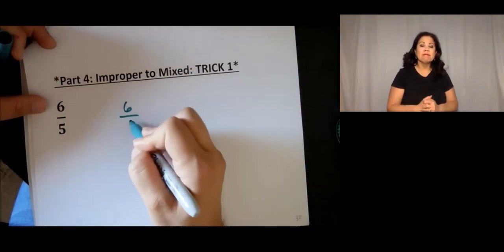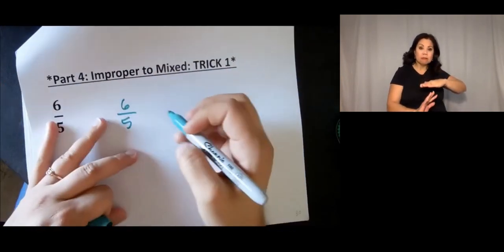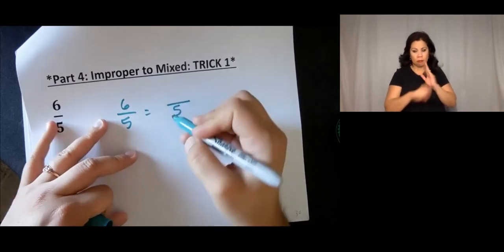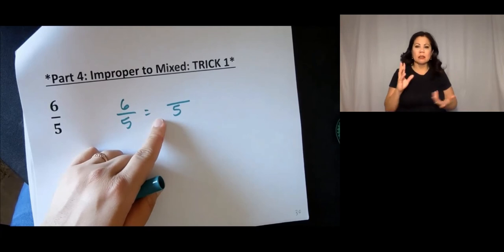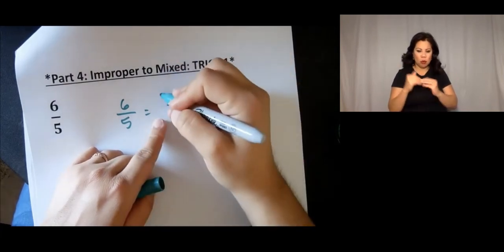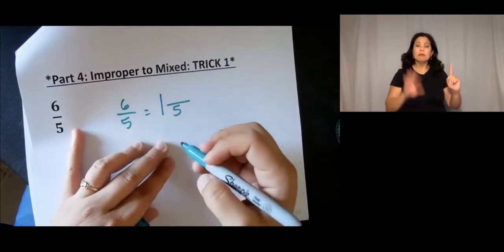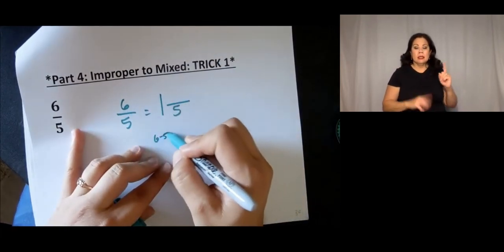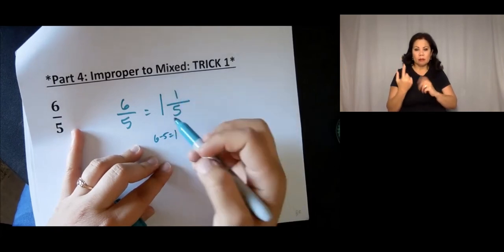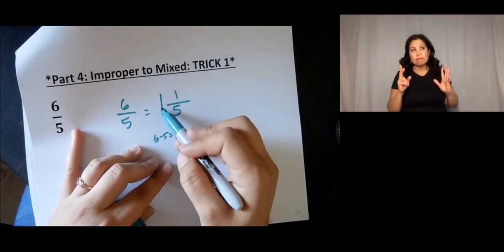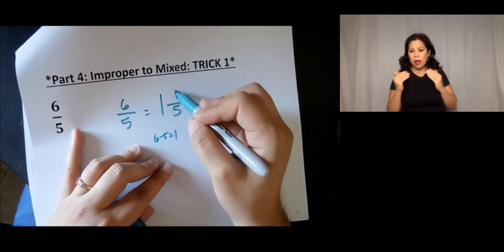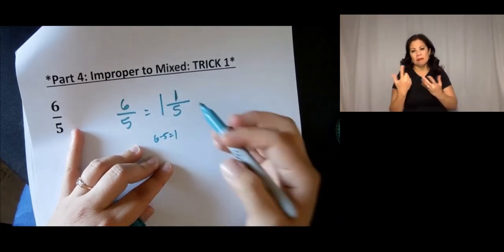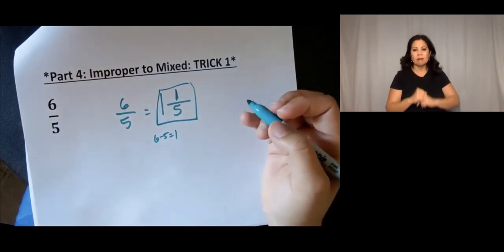Okay, I have 6 over 5. Okay, so I'm going to write the same denominator. 5 times what gets me close to 6? Well, 5 times 1 is 5. 5 times 2 is 10. 10 is over 6, so it has to be 1. Okay, and then I can just subtract these. 6 minus 5 equals 1. Or I can say, okay, 5 times 1 is 5. 5 plus what equals 6? 5 plus 1, so that's going to be the 1 on top. And there we go.